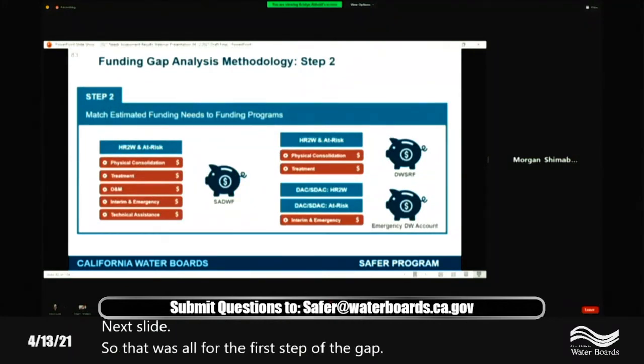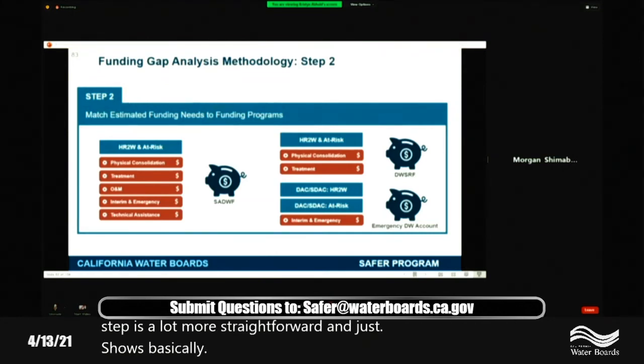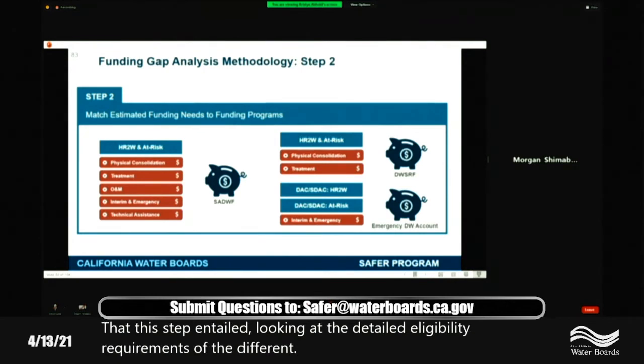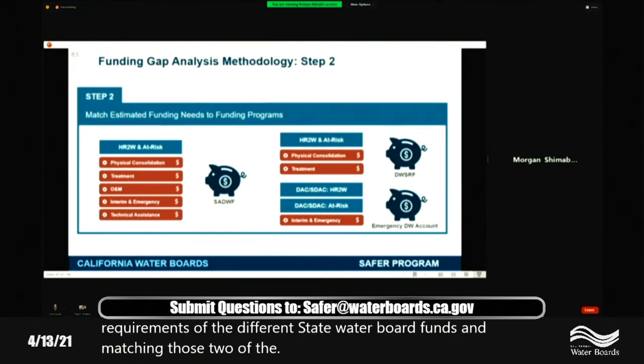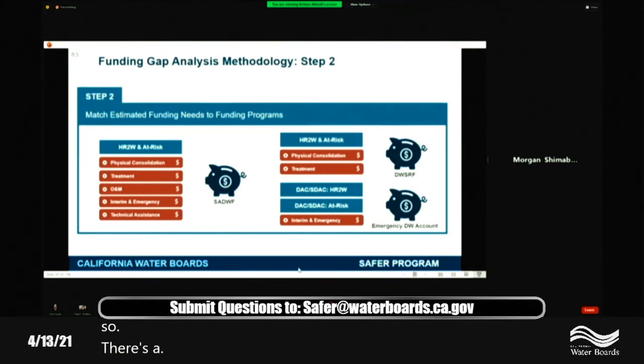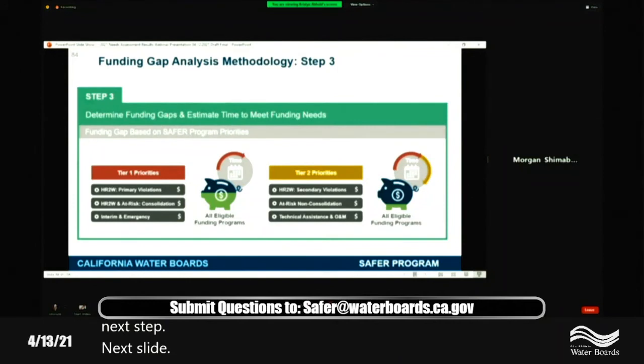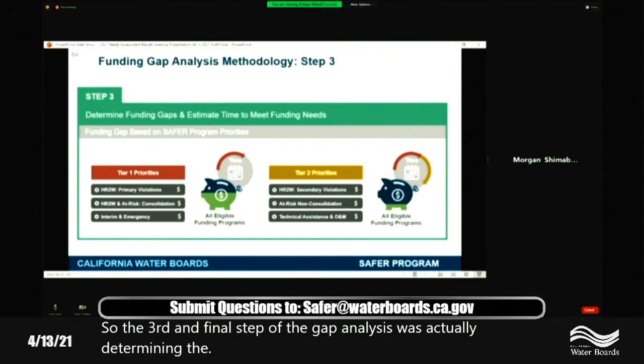So that was all for the first step of the gap analysis. The second step is a lot more straightforward and just shows basically here is an overview. This step entailed looking at the detailed eligibility requirements of the different state water board funds and matching those to the different modeled solutions, as well as the other community status and economic status eligibilities. And so there's a table in the main report that shows which solutions were matched to which funding programs if you'd like to take a look. Next slide. So the third and final step of the gap analysis was actually determining the gap and estimating the time to meet the funding needs.